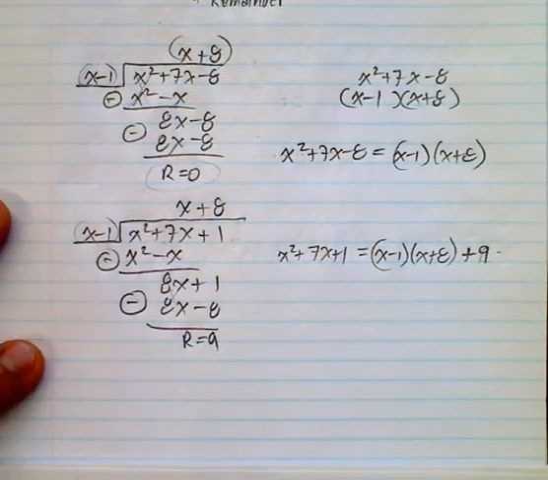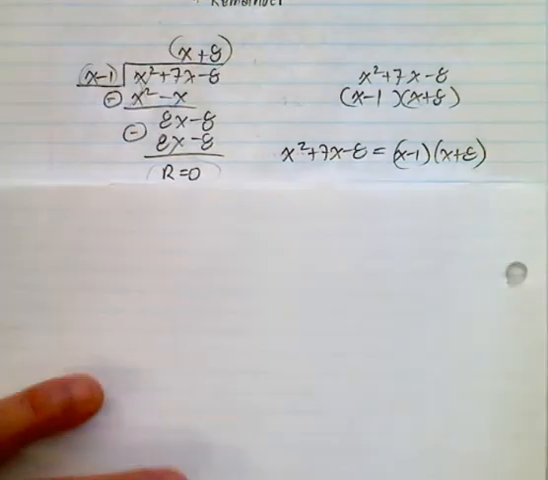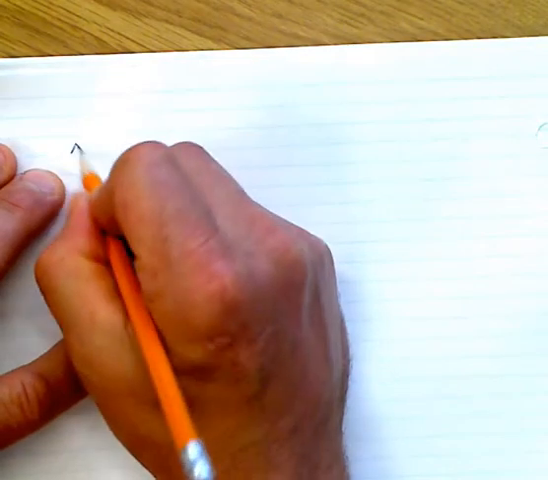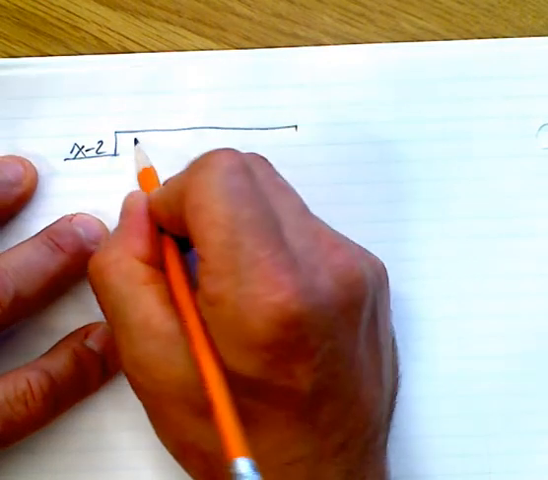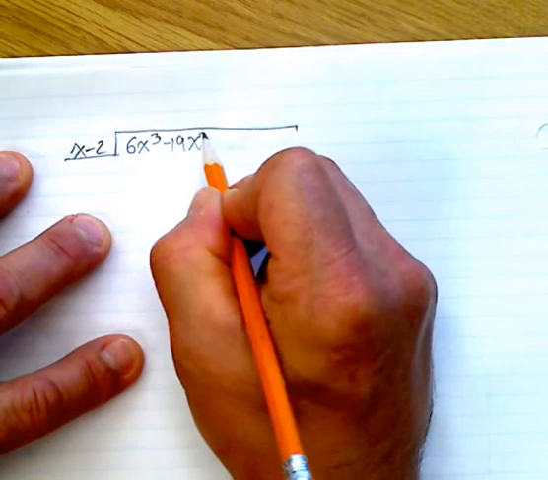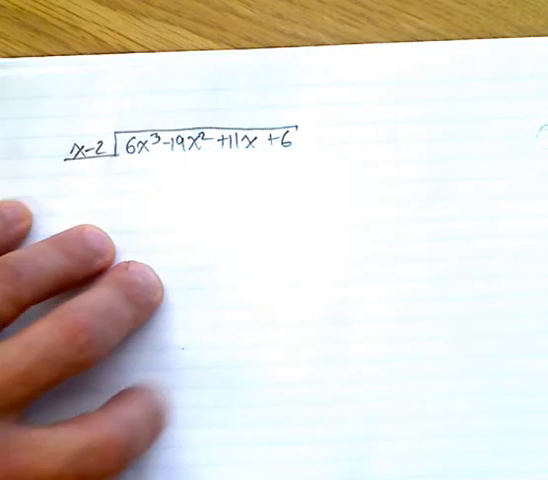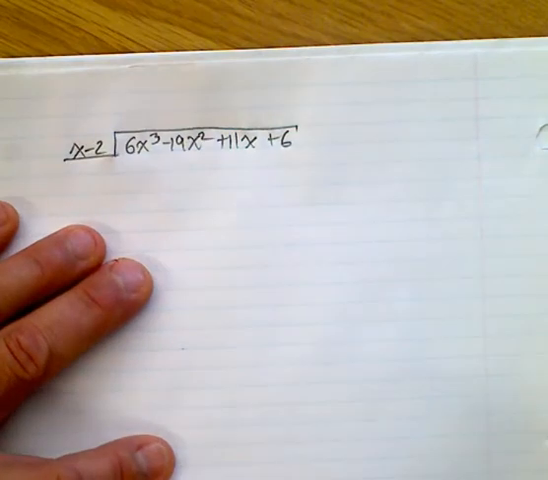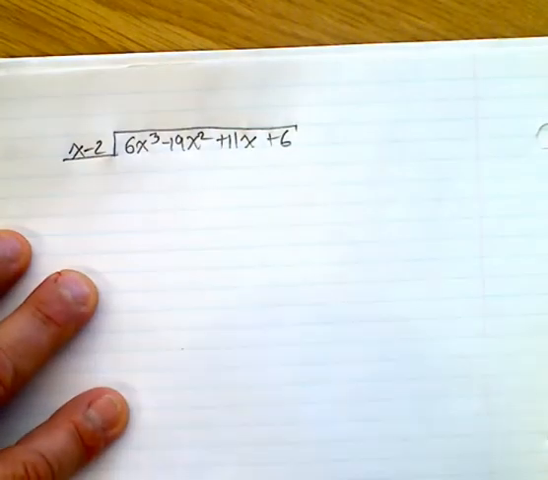So let me just have a fresh sheet of paper here. I'll start with a fresh sheet, and we'll look at a couple here. So let's have a look. I want to divide x minus 2 into a longer polynomial here, 6x cubed minus 19x squared plus 11x plus 6. So let's see if this is a factor of that. And in order for it to be a factor, the remainder will have to be 0. So we've got to do the long division.